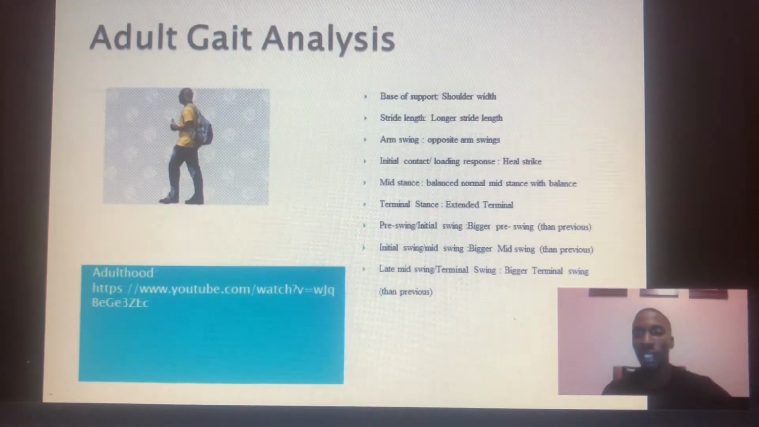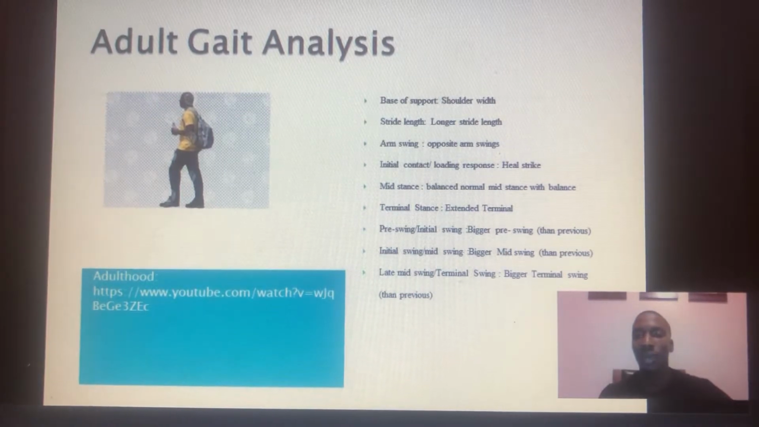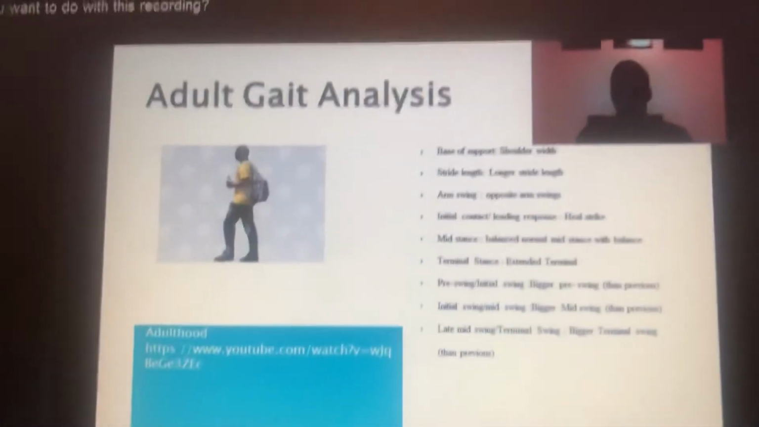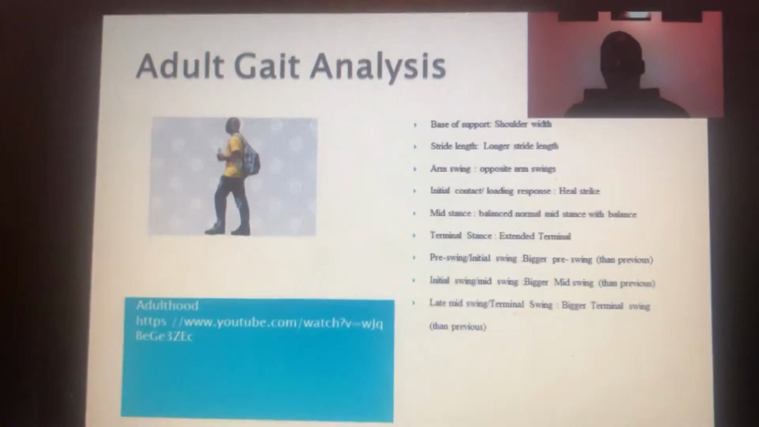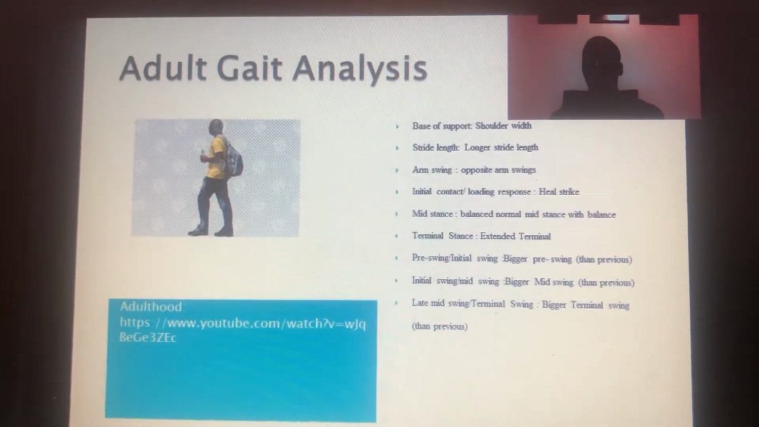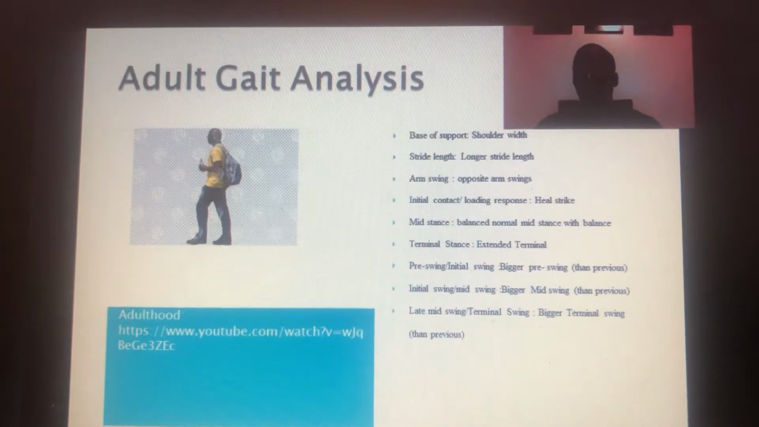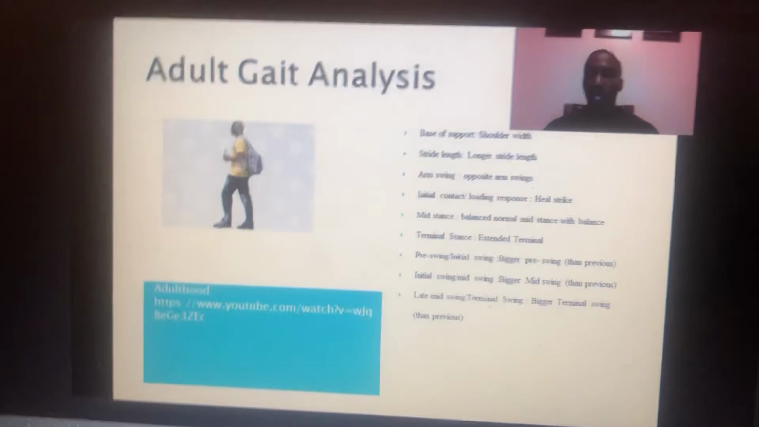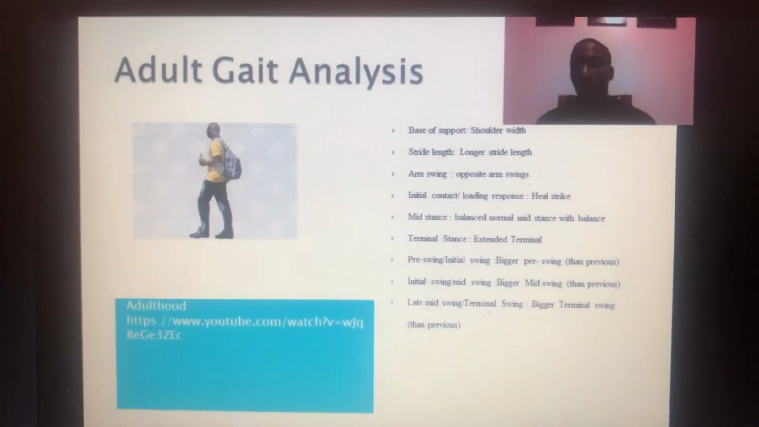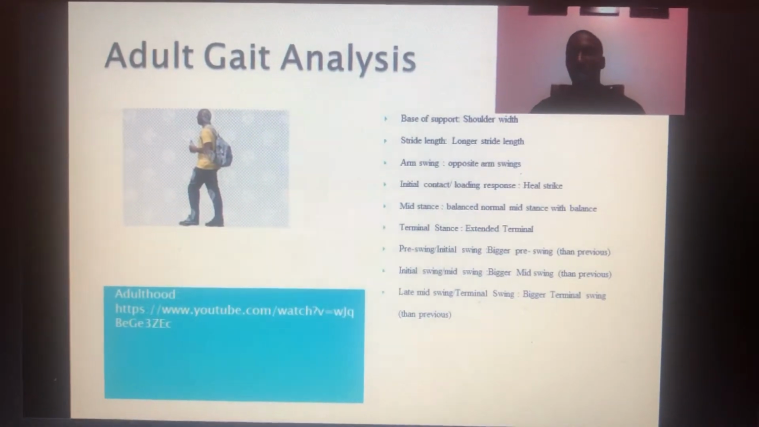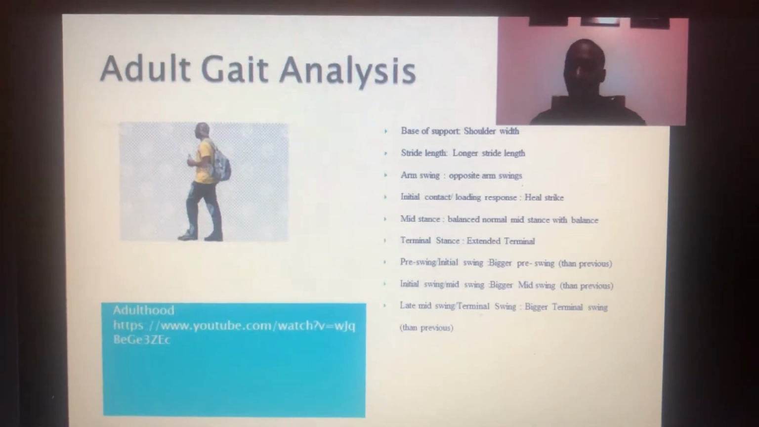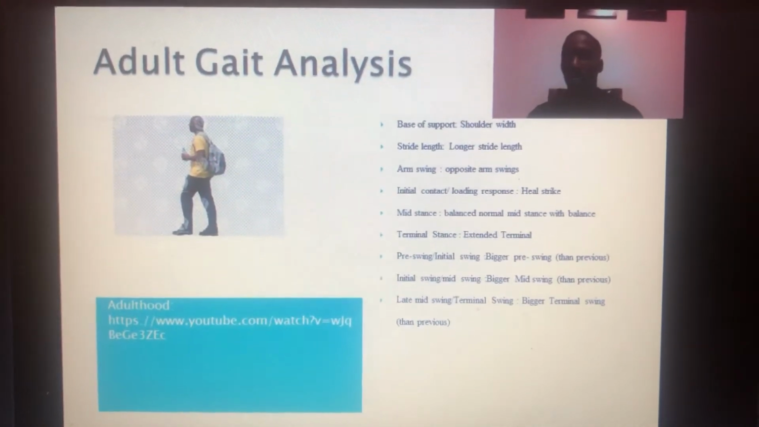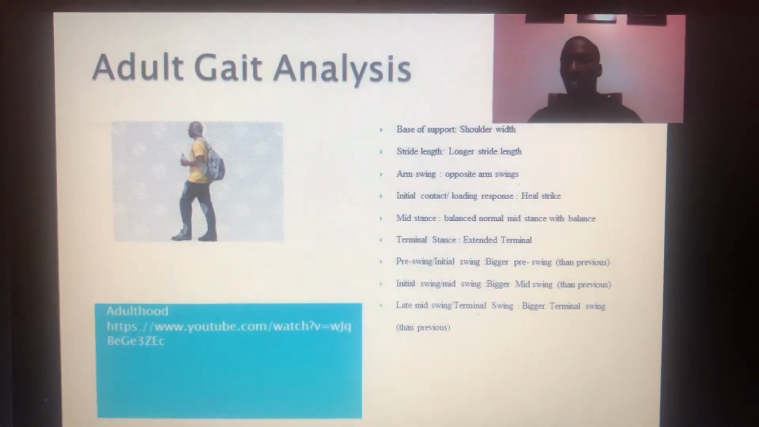So for the adult gait analysis, you have your base of support, which would be shoulder width, and the stride length, a longer stride length. For the arm swing, you will have your opposite arm swings. Initial contact and loading response, you would have a heel strike, and mid stance, a balanced normal mid stance with balance. Terminal stance will be extended, so you will have a longer terminal stance as opposed to the younger kids in the early stages.